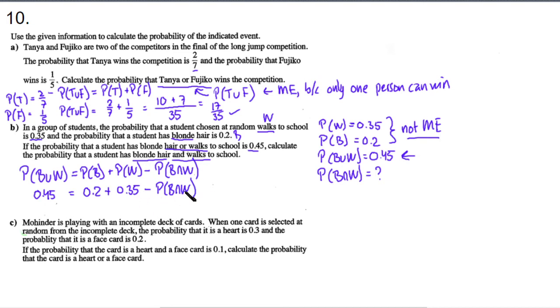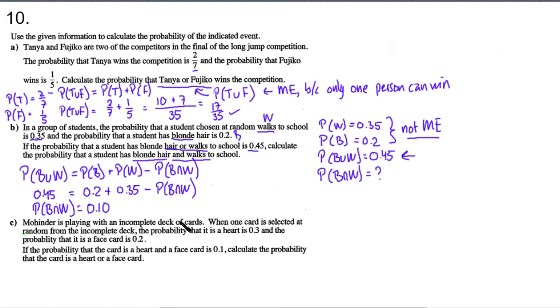And now it's just a matter of rearranging this expression to solve for the probability of blonde hair and walking to school. And if we do that, we're going to get 0.10 or 10% chance.